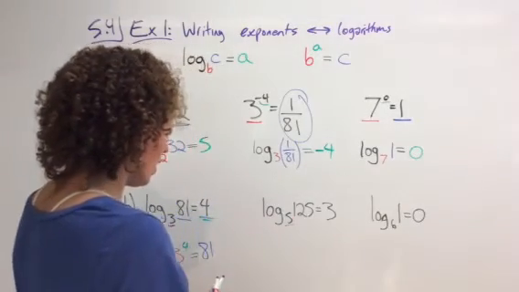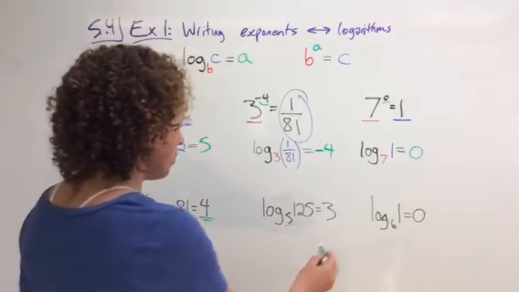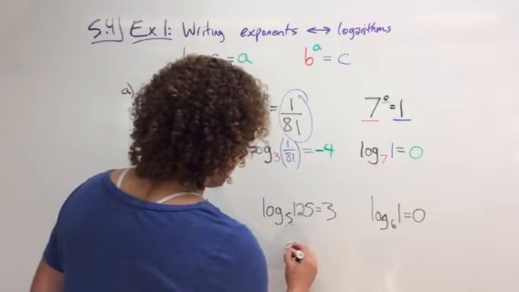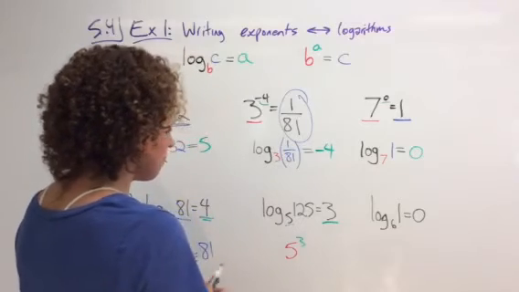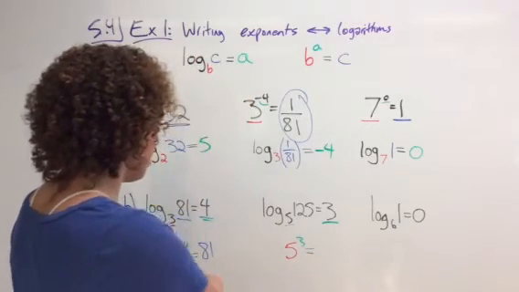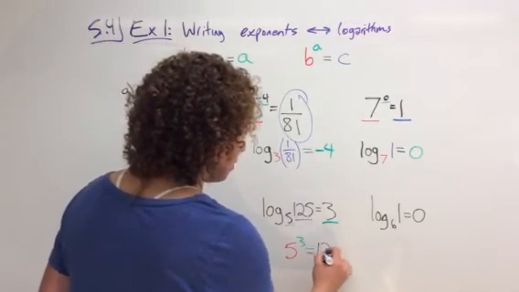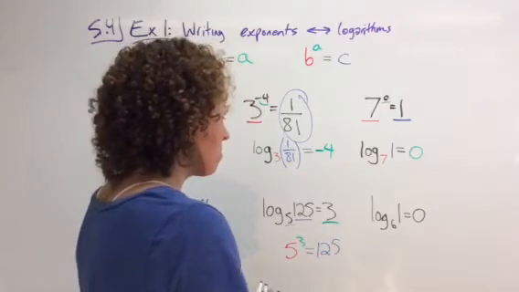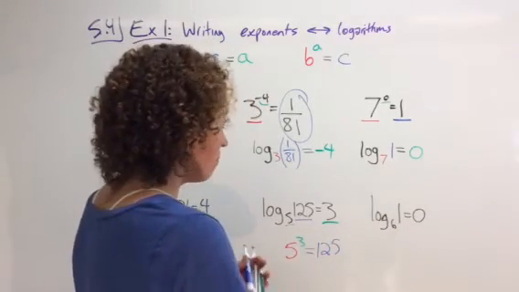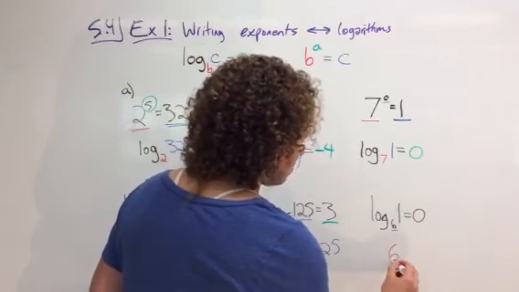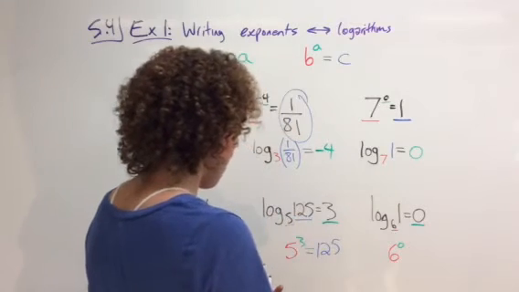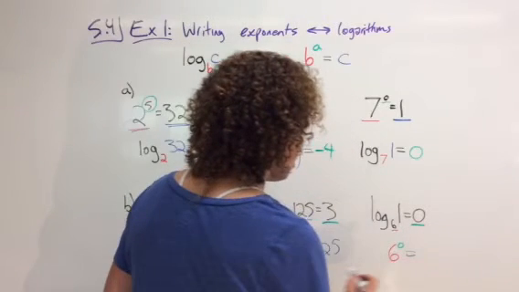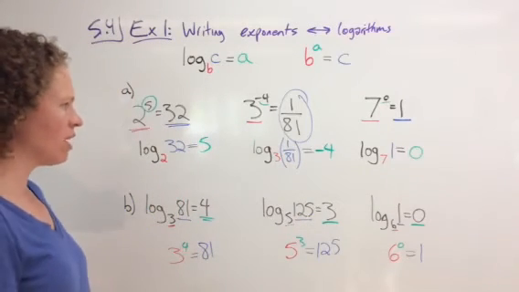This one, my base is 5. My exponent, whoops, sorry, I'll write that down. My base is 5, that's what I start with. It's been raised to the power of 3, which is equal to my answer, which is 125. Moving on one more time. I've got a base of 6. It's been raised to a power of 0, which makes it equal to 1. 6 to the power of 0 is in fact 1.